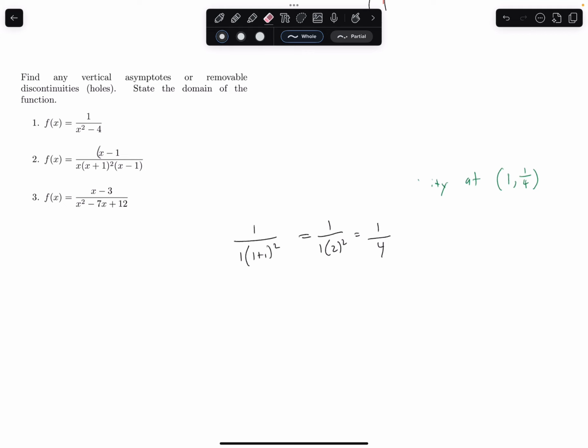You couldn't do that with a vertical asymptote. Those are not removable because how are you going to nail down a spot? How are you going to nail down a single point to fill it in? There's no single position that you could choose. Okay, anyway, let's move on to number 3.